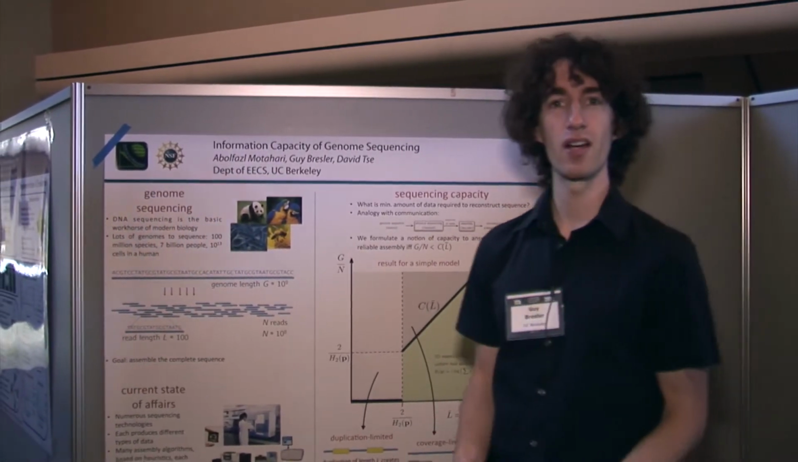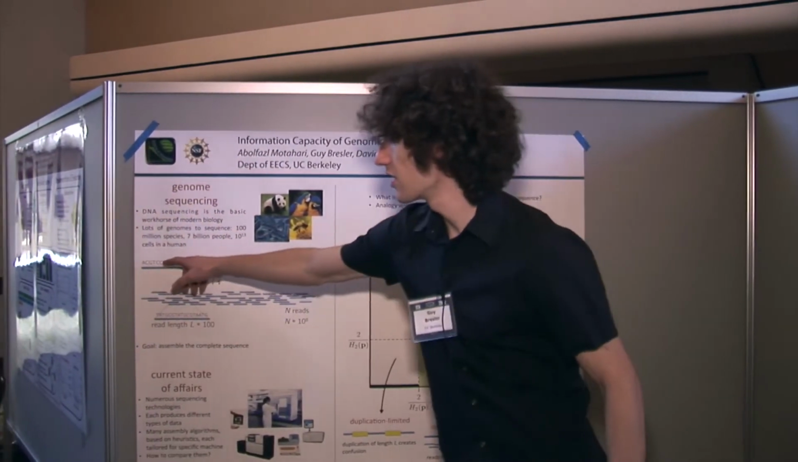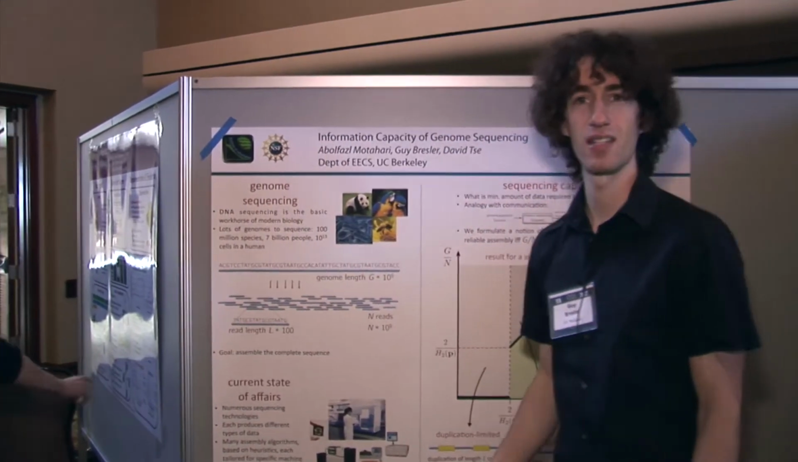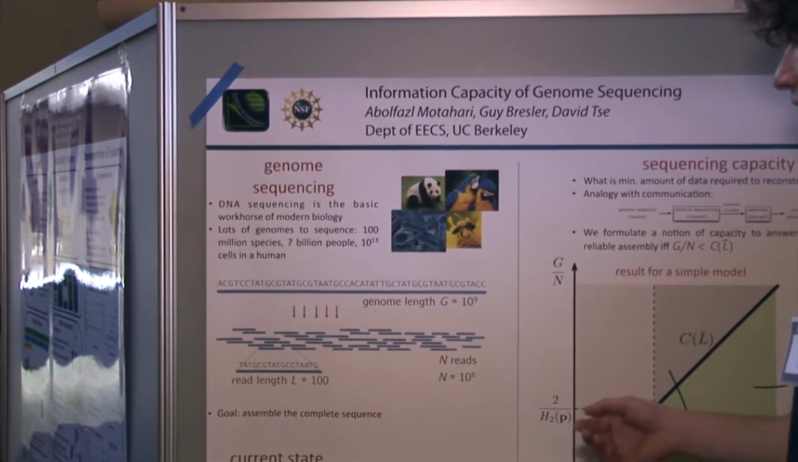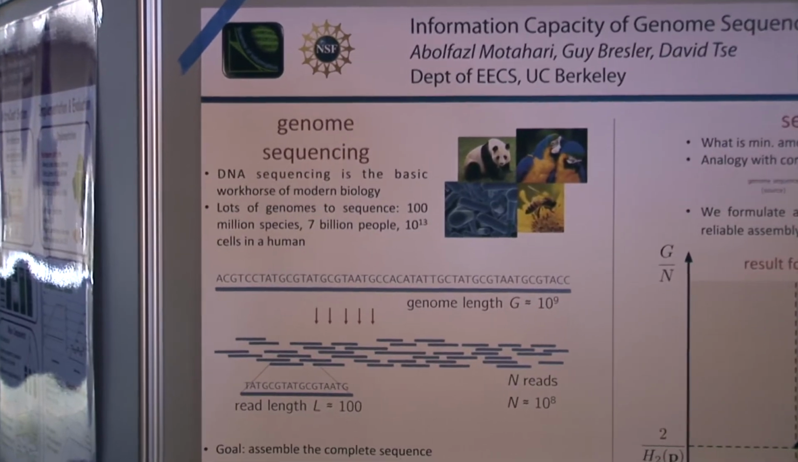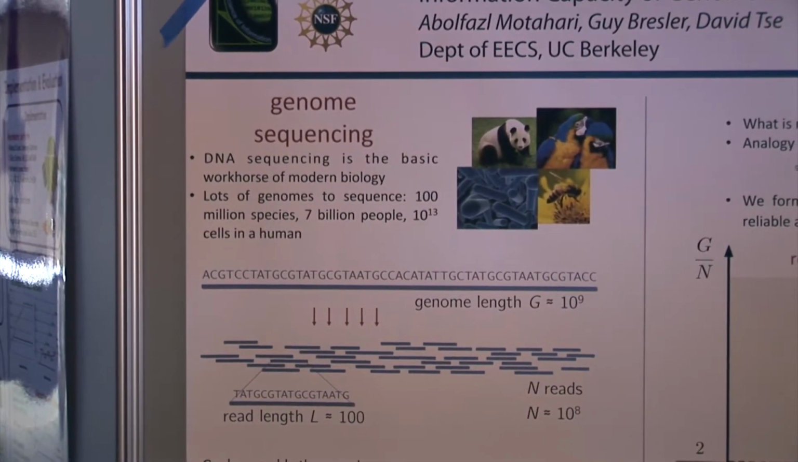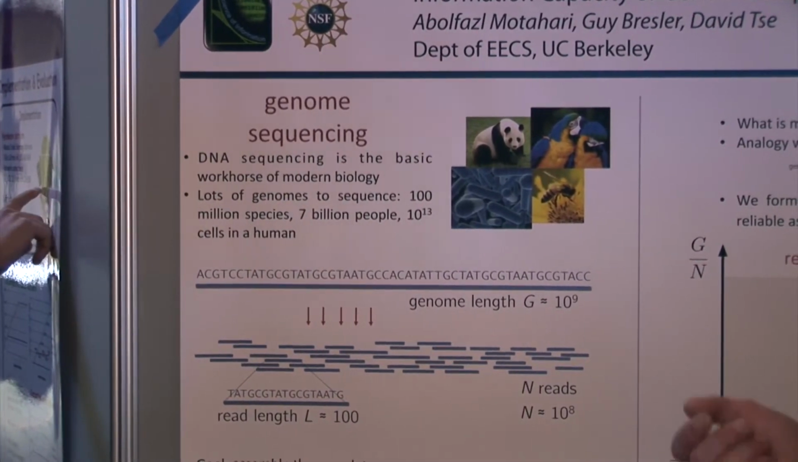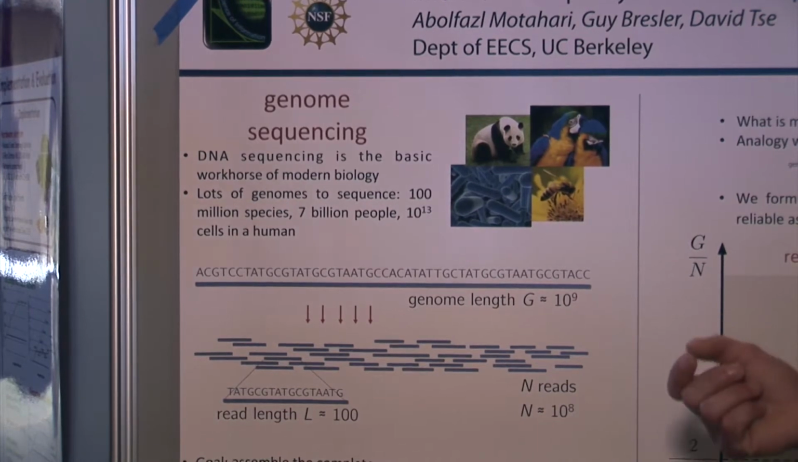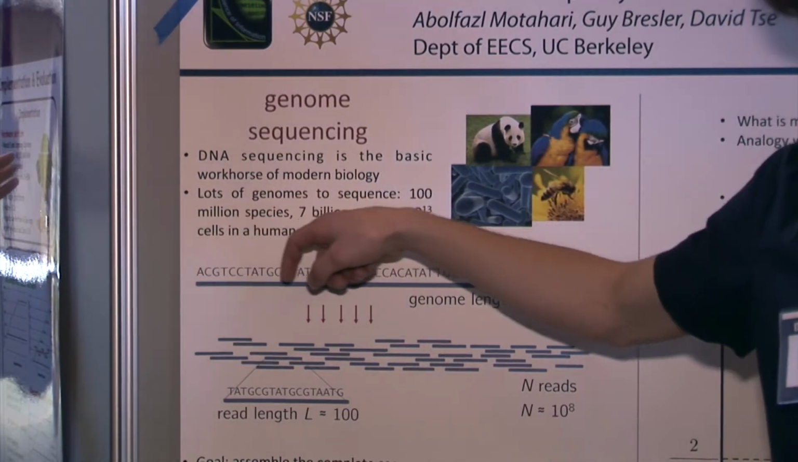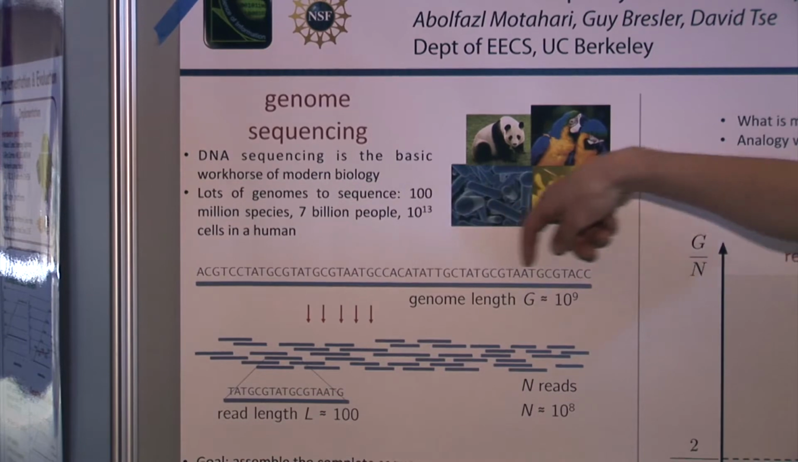Okay, so what's currently done? Well, let's think of, here's our genome. It's composed of A's, C's, T's, and G's, and it's quite long. Our human genome is 3 billion letters long, 3 billion bases. Now, ideally, you would just start at the beginning and read it from beginning to end.